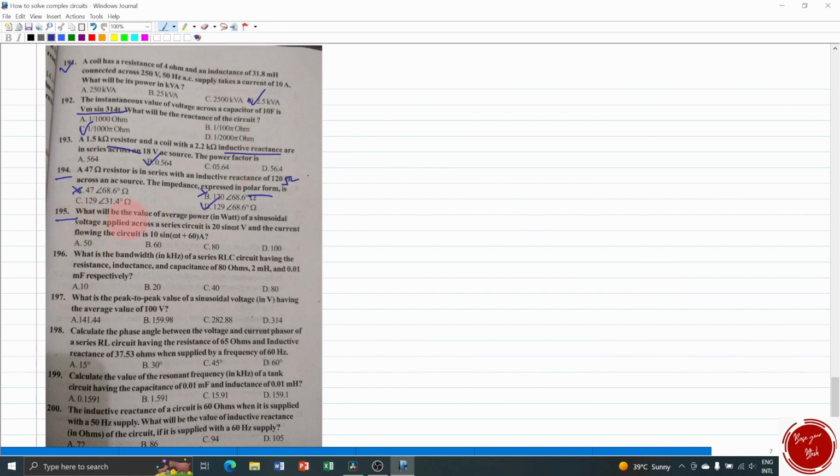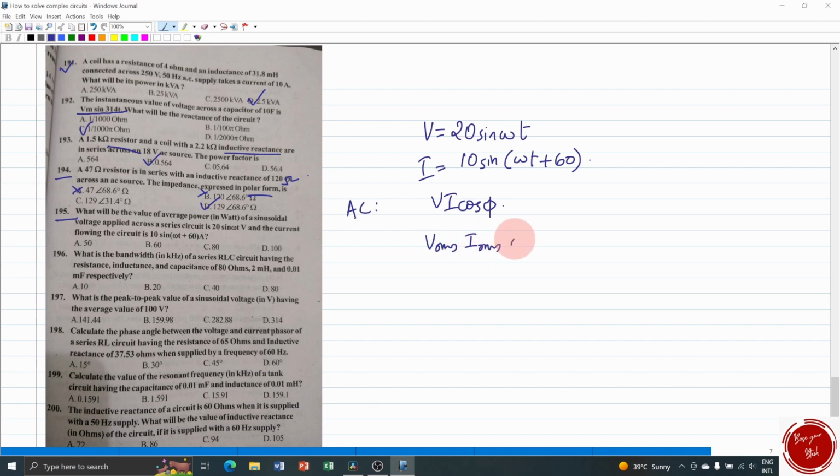Question number 195. What will be the value of average power in watt of a sinusoidal voltage applied across a series circuit, 20 sine omega t volt, and the current flowing through the circuit is 10 sine omega t plus 60. Okay, so this is the V value and this is the I value. We have to get the average power, or it is in watts. Watts means it is VI cos phi. Okay, so since it is an AC system, it is VRMS IRMS cos phi.